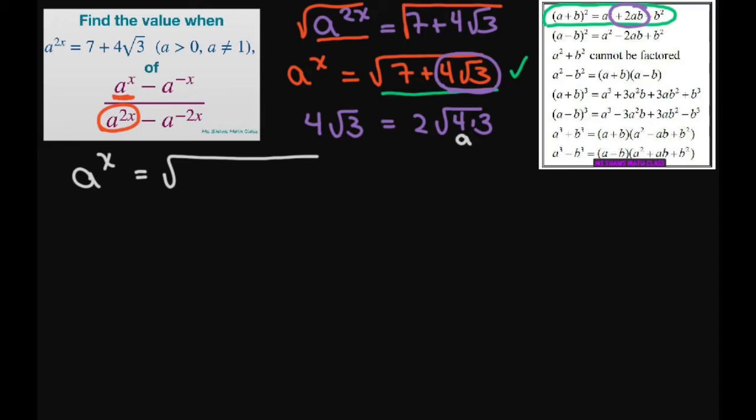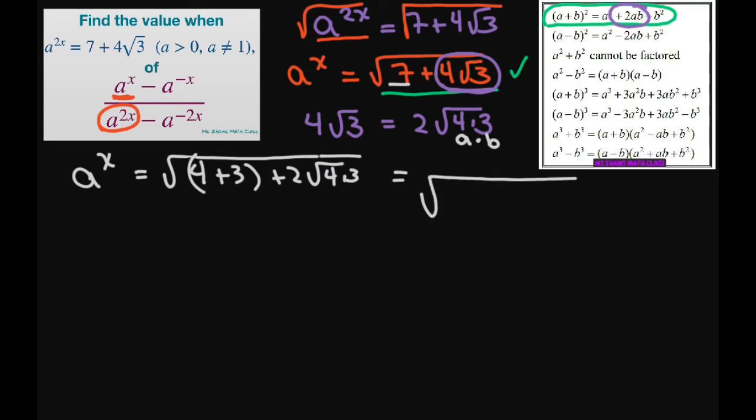Given that, I'm going to have a^x equals the square root of... I'm going to let this be my a, and this be my b. So my 7 I'm going to write as 4 plus 3, and then we have plus 2 times the square root of 4 times 3. Now my a is square root of 4, and my b is square root of 3. So I'm going to write this as the square root of (square root of 4) squared plus 2 times square root of 4 times square root of 3, plus (square root of 3) squared. Now that makes it look like what we want.